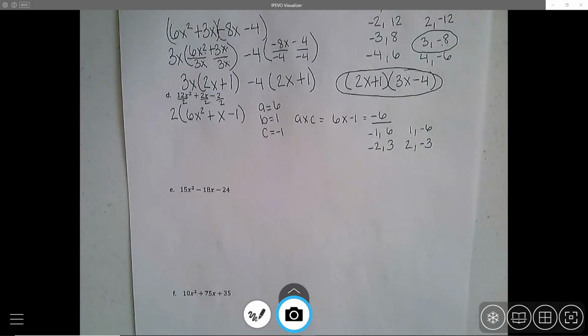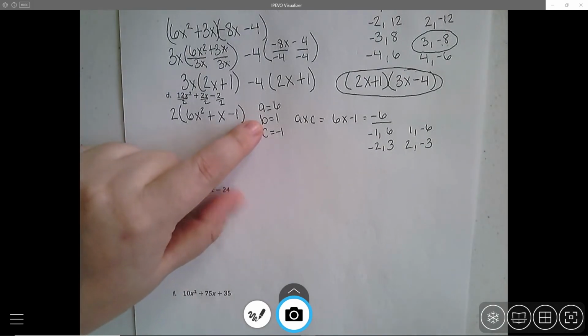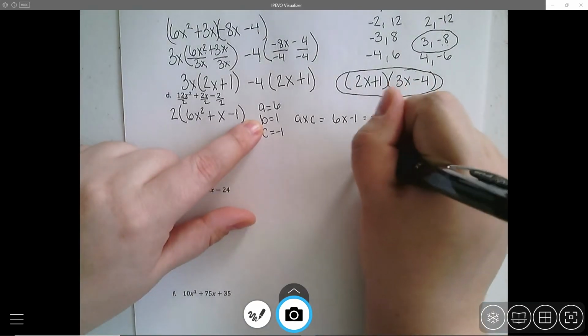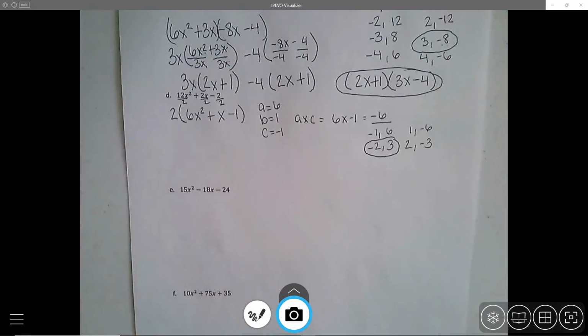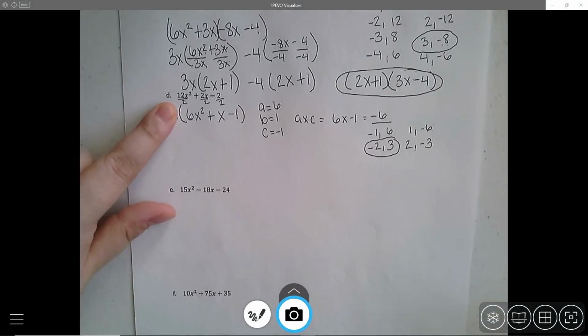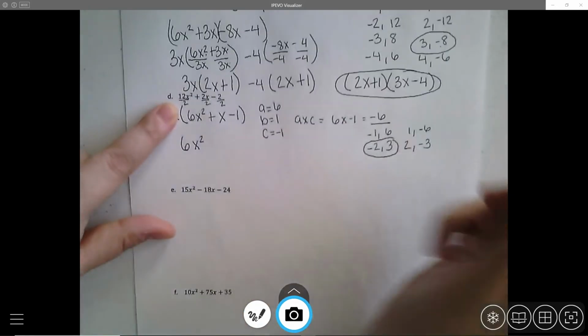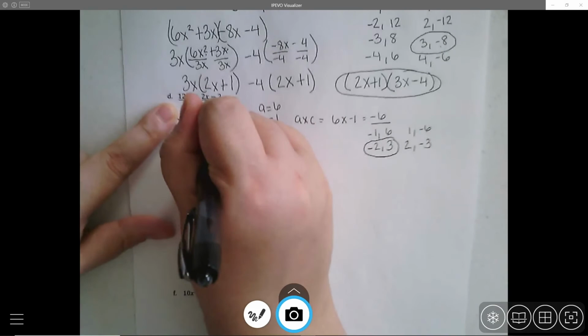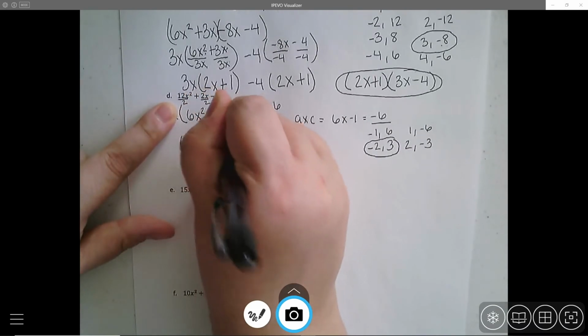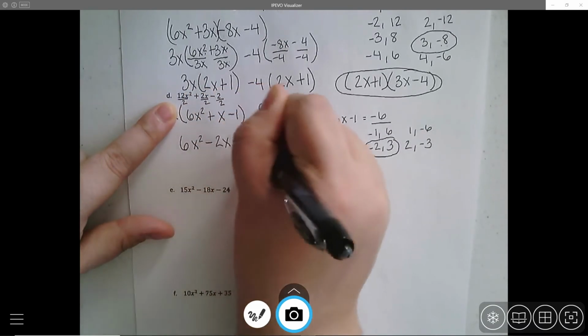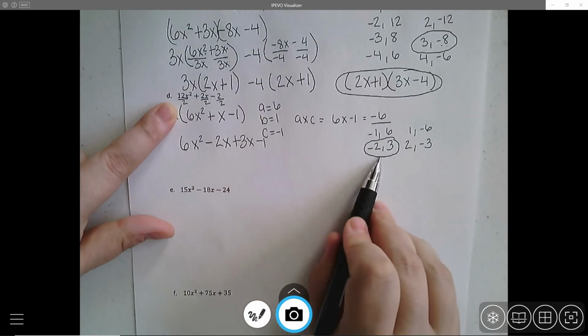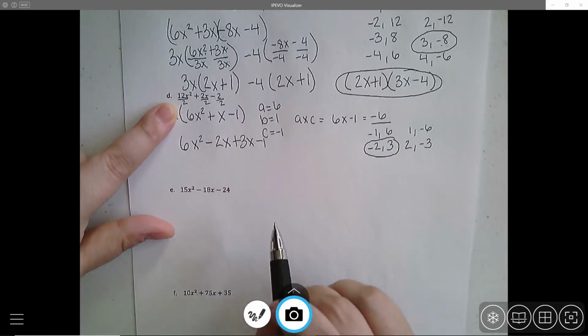I'm looking for, out of those factors, which one gives me my B value of a positive 1. Well, that's negative 2 and a positive 3. So, ignoring this GCF, I'm going to write this original problem: 6x squared minus 2x plus 3x minus 1. I wrote it in the same order there.